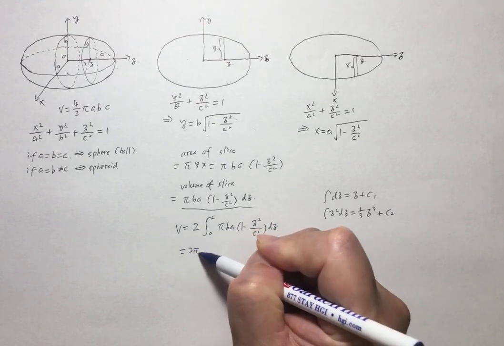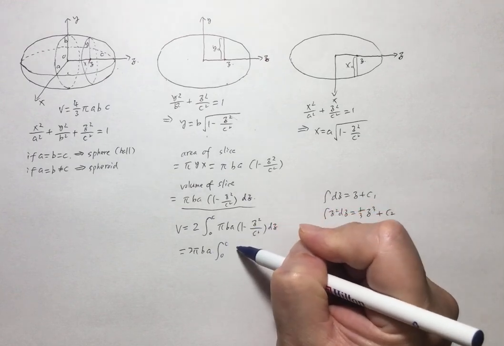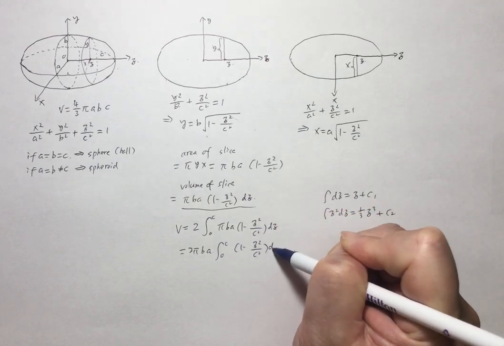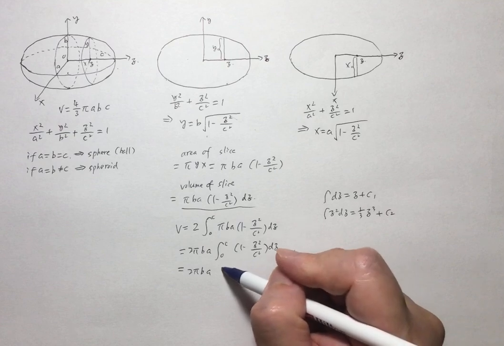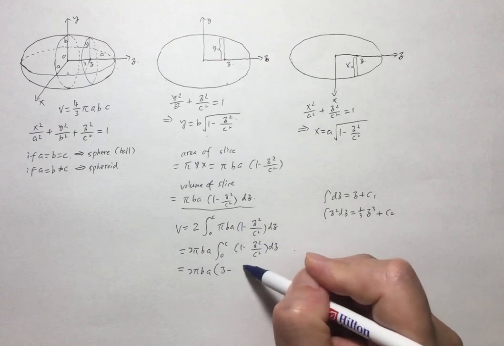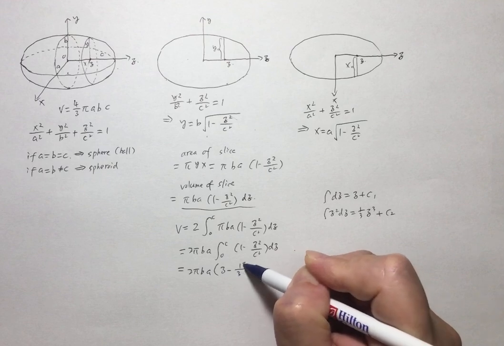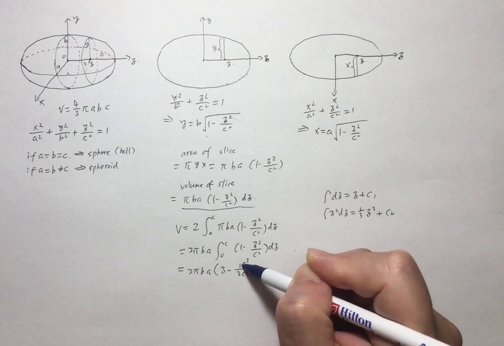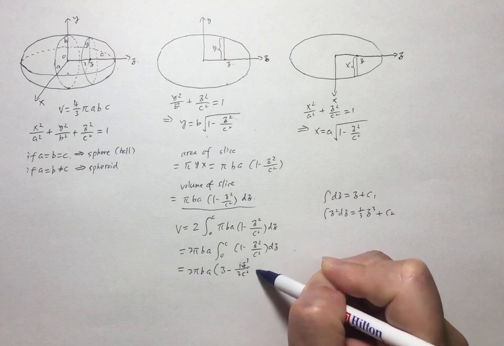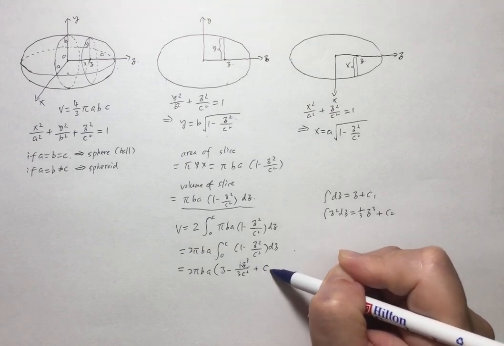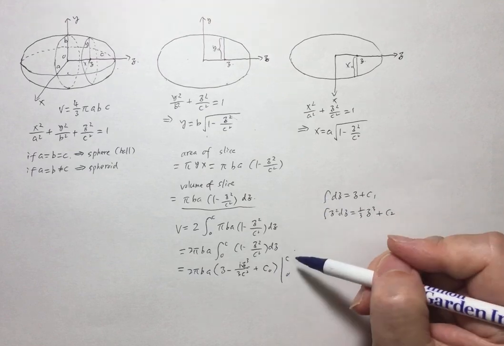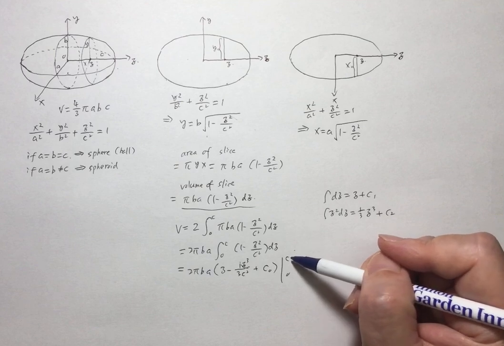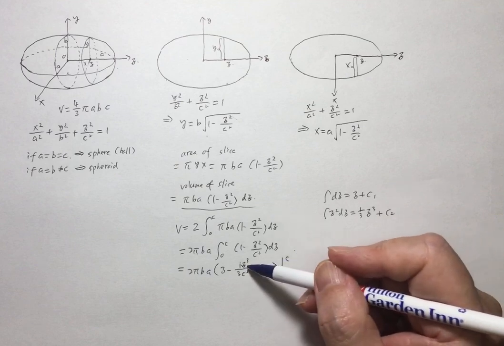So we plug these two equations here, and then we move the constant out. So it becomes 2 pi ba times the integral of 1 minus z squared over c squared dz. So it's 2 pi ba. First term is z. Second term is one third z cubed over c squared. And then plus a constant. We use c0 to represent c1 and c2. And then we evaluate from 0 to c. First we plug c into z. Second we plug 0 into z.